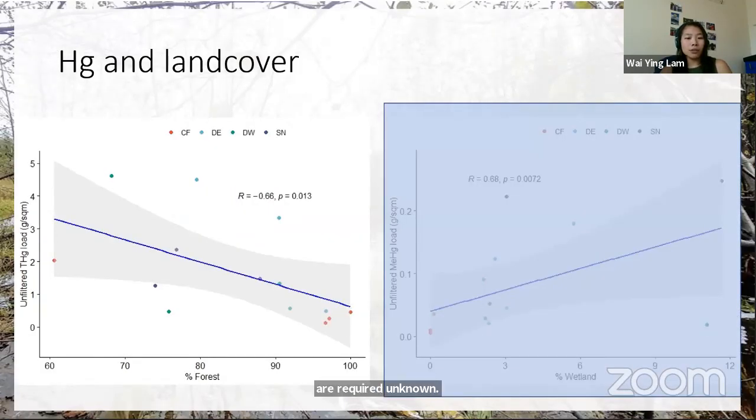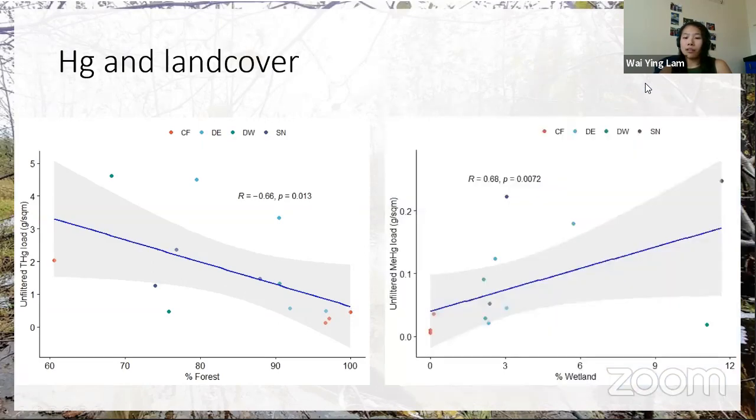We found that total mercury loads were negatively correlated with percent forest cover. This checks out and it's consistent with previous studies. In forest ecosystems, inorganic mercury can be stored in plant roots or soils, and that reduces the mercury received by adjacent waterways.